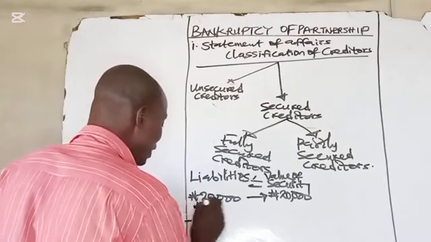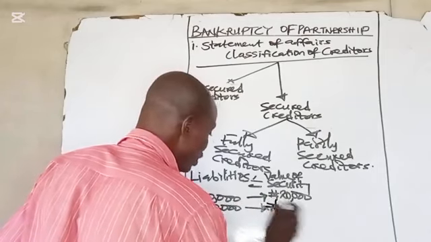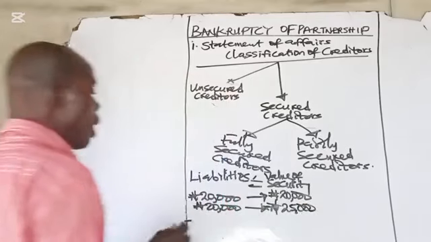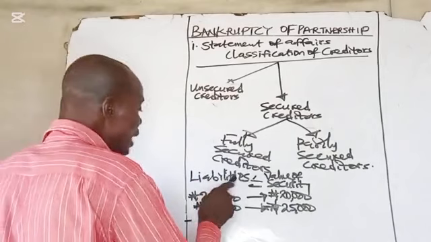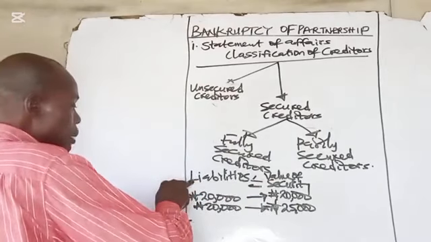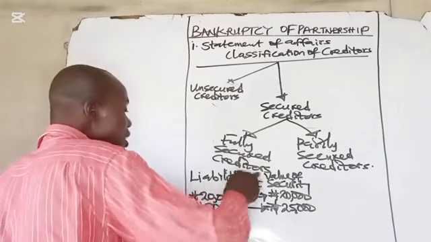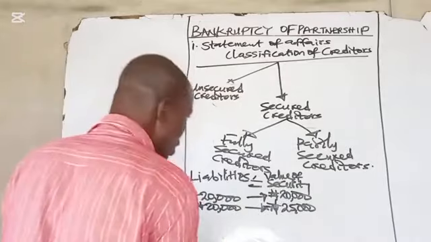If the loan of 20,000 is obtained and the value of the collateral used for the loan is 25,000, the creditor is fully secured. The value of the collateral is greater than or equal to the value of the liabilities, or the value of the liability is less than or equal to the value of the collateral security. That is fully secured.